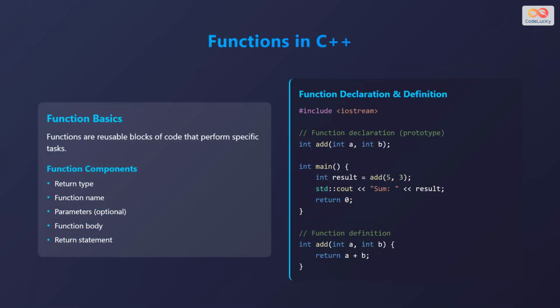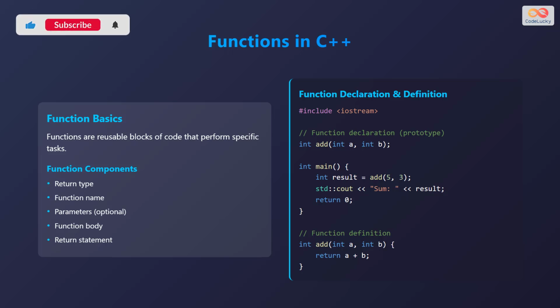Let's explore functions in C++. Functions are reusable blocks of code that perform specific tasks. Here are the basic function components. Each function has a return type. Each function also has a name. Functions can have parameters which are optional.